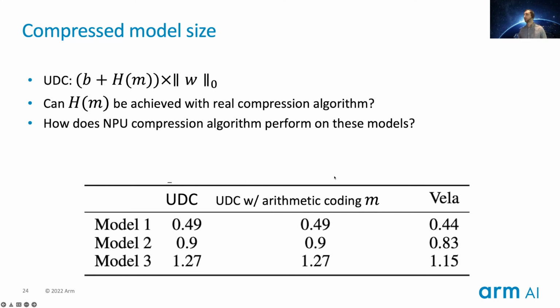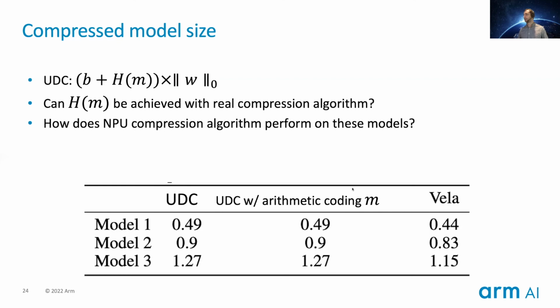And if we actually use the NPU compiler Vela, which does the weight compression for deployment to the Ethos NPU, we actually get a smaller model. Here it's 0.44 megabytes. So that's really good. We can actually achieve the compression that we were after in a real deployment scenario.